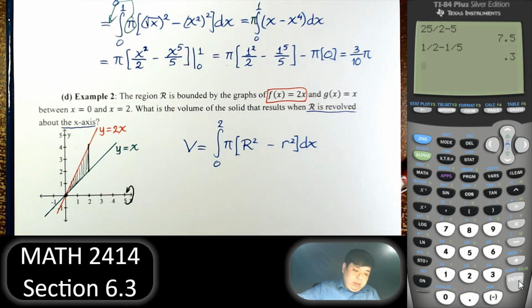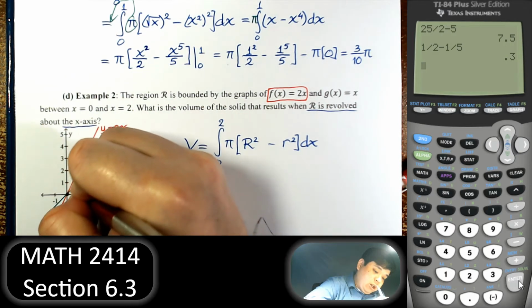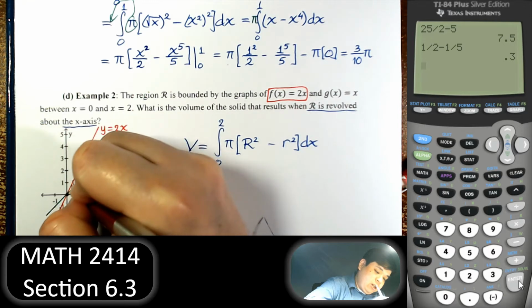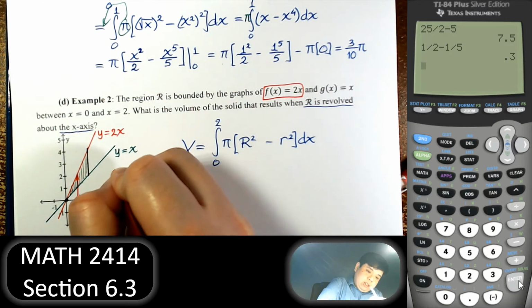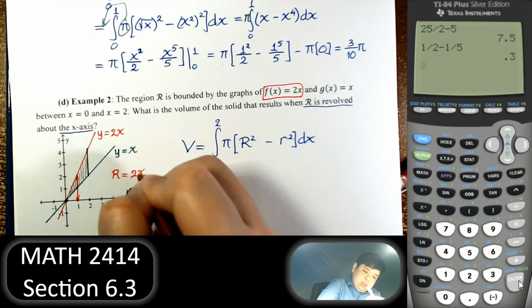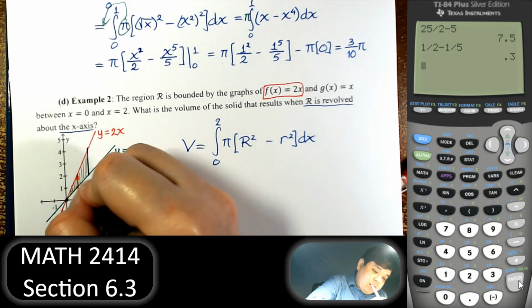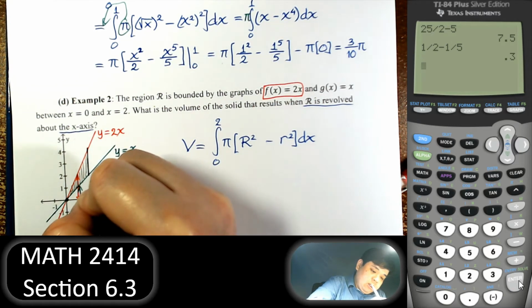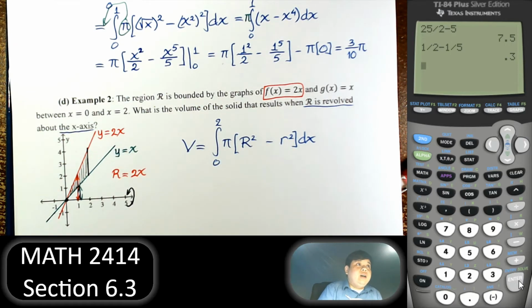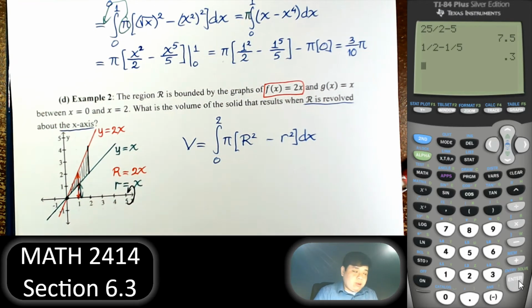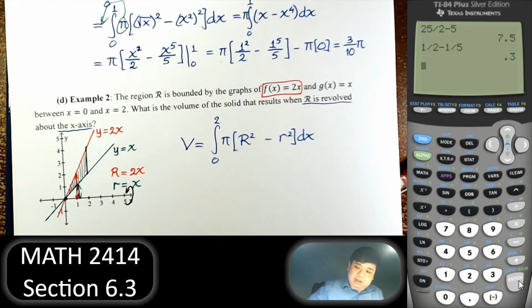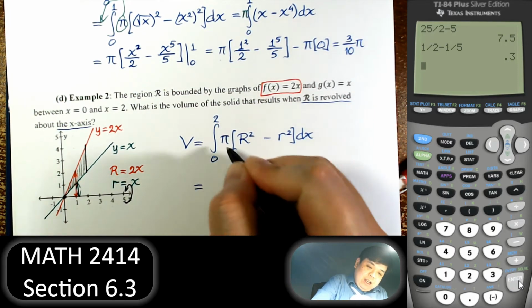Right, so the big radius from the axis of rotation to the outer edge. And so 2x minus 0, so it's 2x. So big radius is 2x. The little radius from the axis of rotation to the inner function. That's just x. Right? And then take the pi outside.